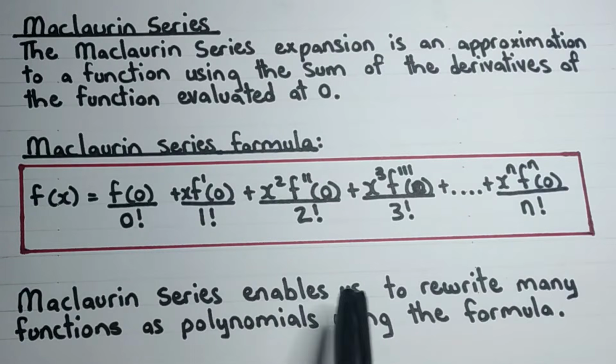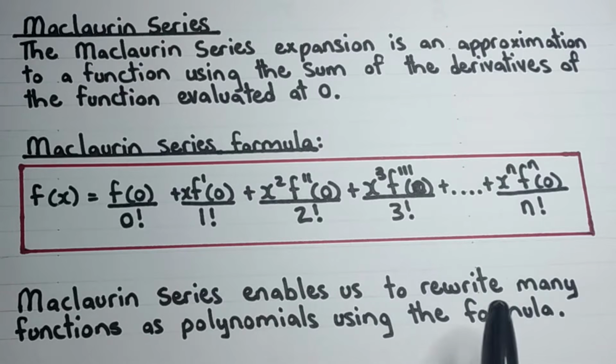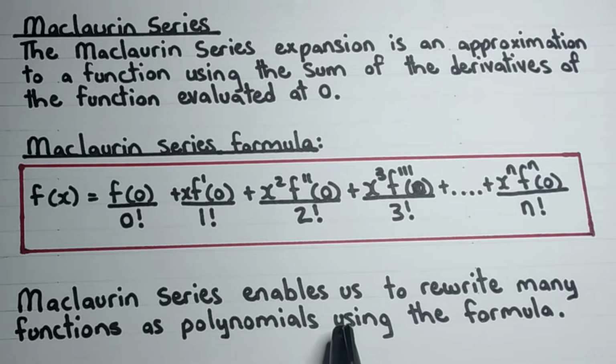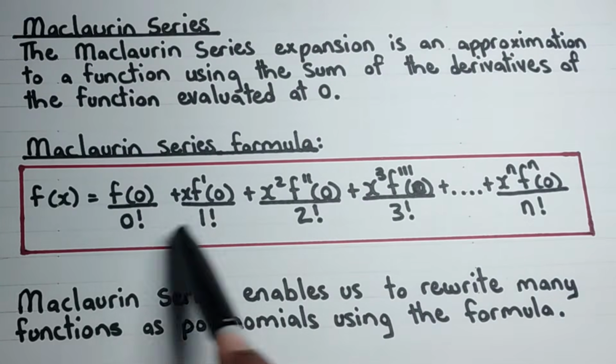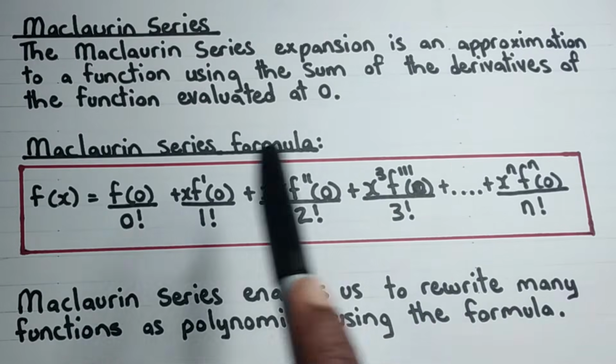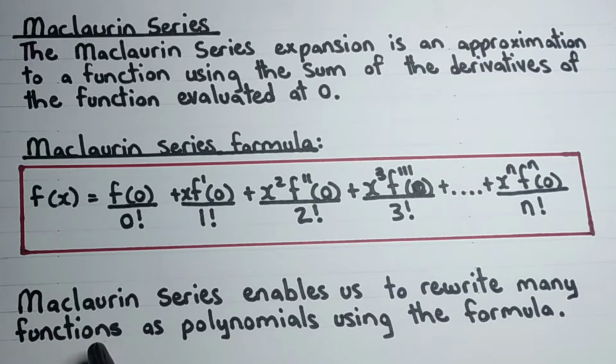Maclaurin series enables us to rewrite many functions as polynomials using the formula, alright? So that's what we want to do. It enables us to rewrite many functions as polynomials, and we'll look at that. So using the Maclaurin series formula, we can rewrite many functions, alright, as polynomials.